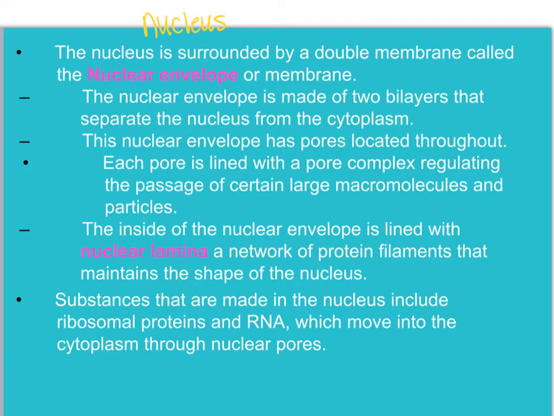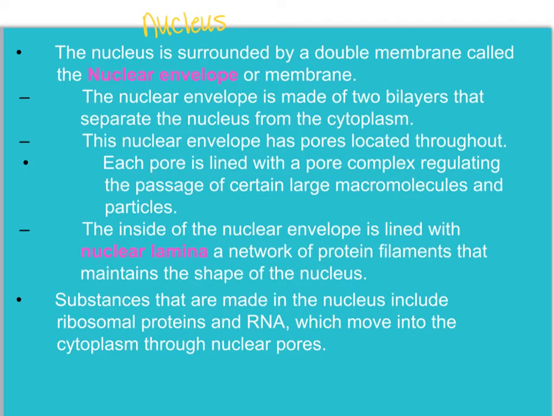Inside the nuclear envelope, you have the nuclear lamina, which is just a bunch of protein filaments. It's kind of like a cytoskeleton for the nucleus, and so that gives the nucleus its spherical shape. Kind of looks like a little ball.